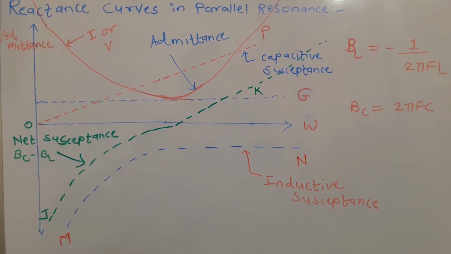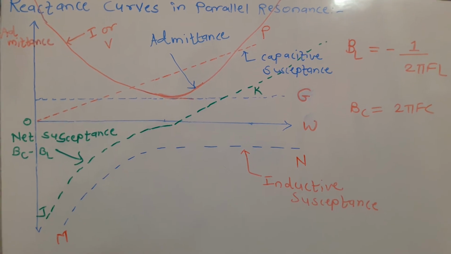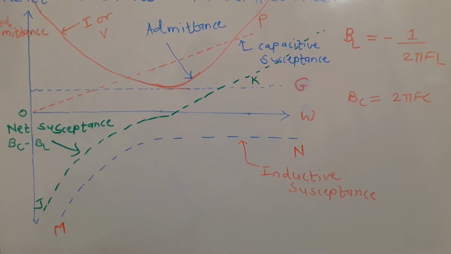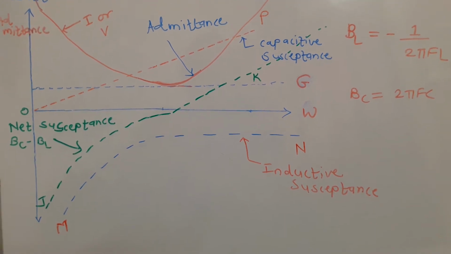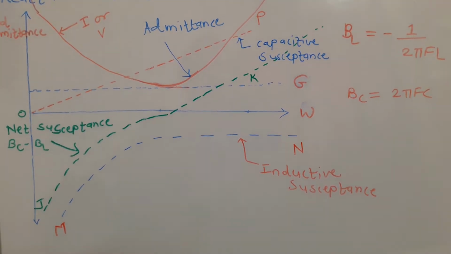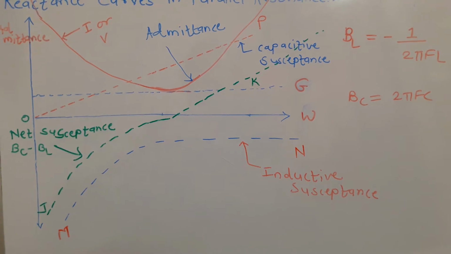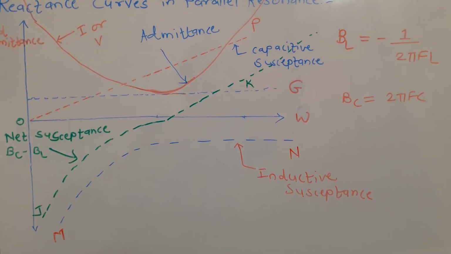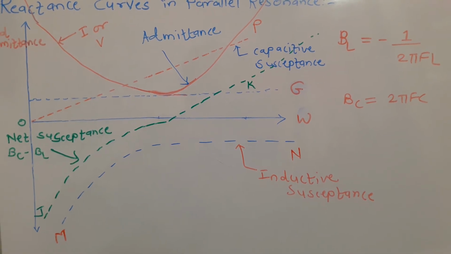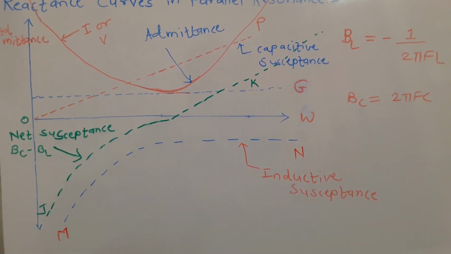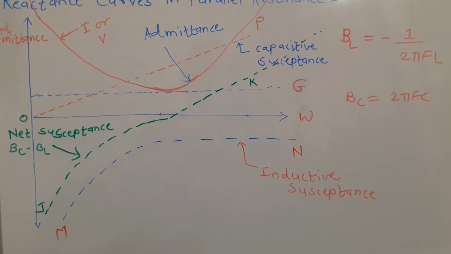Now refer to curve MN in the graph. MN represents inductive susceptance. In case of inductive susceptance, the formula is written on the right hand side. It is indicated by Bl is equal to minus 1 upon 2 pi F L. So as frequency goes on increasing, inductive susceptance reduces. So this is shown by rectangular hyperbola MN.